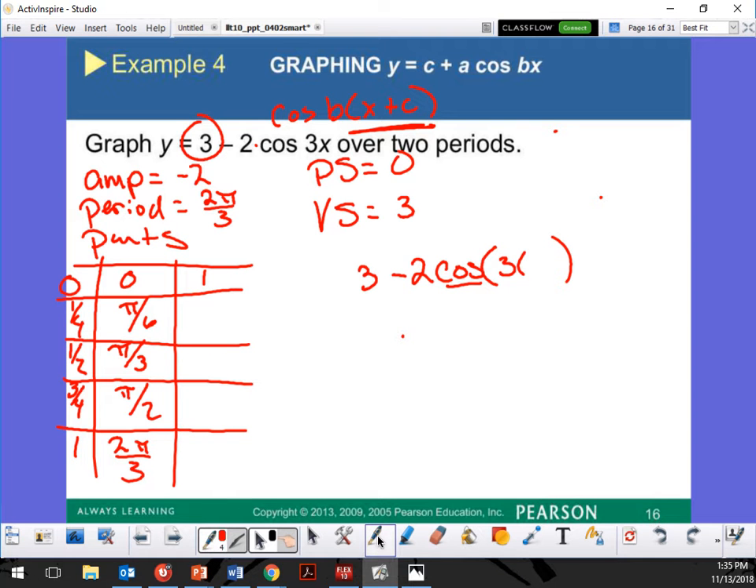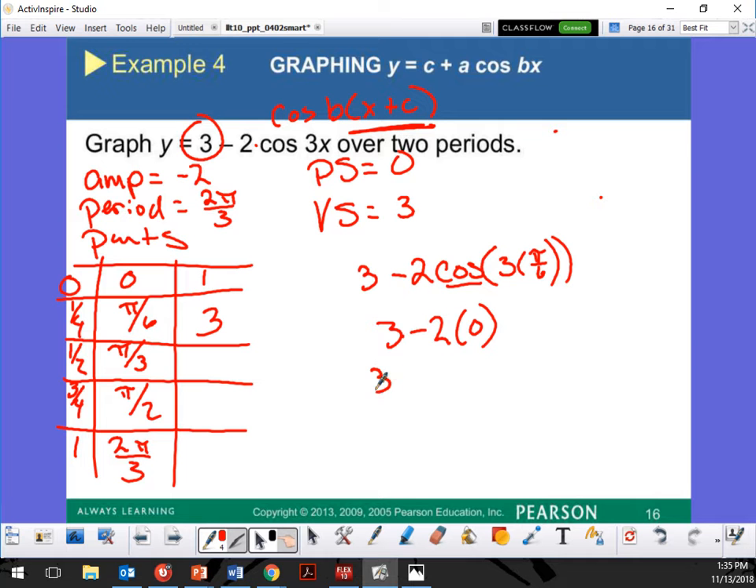All right, the next one is pi over 6. 3 times pi over 6 is pi over 2. What is cosine of pi over 2? It's 0. So it's 3 minus 2 times 0, which is 3. Okay, let's do the next one.